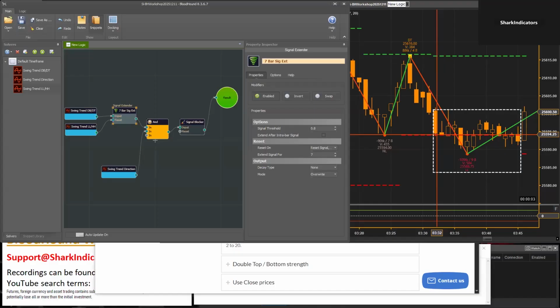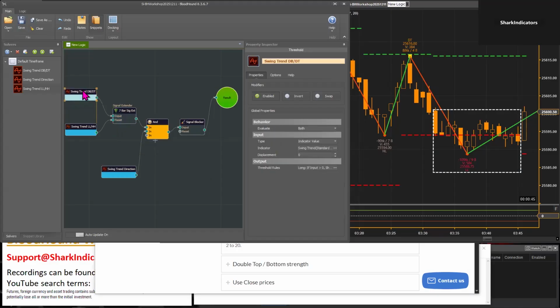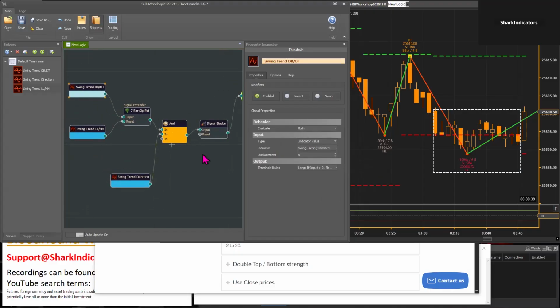So that's all it took: for our signal extender, in the resets here, I just used the input opposite signal. So what is the input opposite signal? Well, this guy here is connected to the input. Let's zoom in a little bit there.